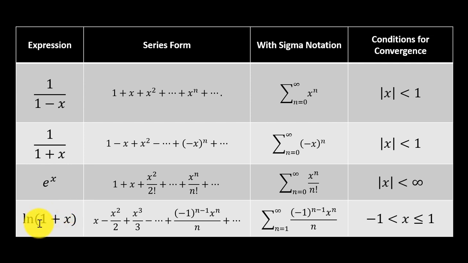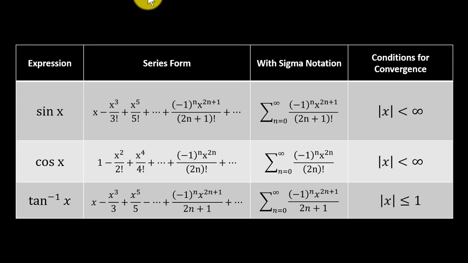The natural log of 1 plus x, this one starts at x, so this one does not have a constant term that it starts with, but you can start with x and then minus x squared over 2 plus x cubed over 3. And so you're just going to alternate your signs, but you'll have x to the n over n. And then I've got 3 more.